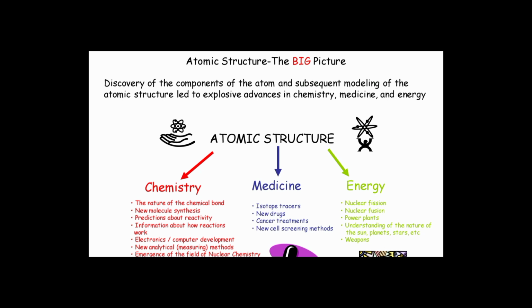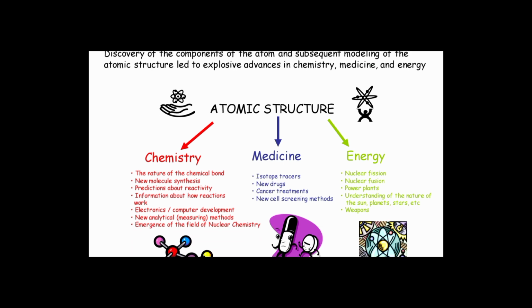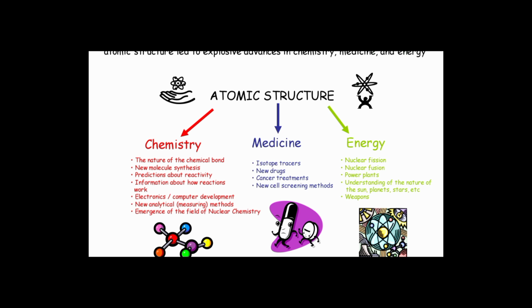From the big picture here, we see clearly that the discovery of the components of the atom and subsequent modeling of the atomic structure led to explosive advances in chemistry, medicine, and energy. Nature of chemical bond, new molecule sensitive prediction about reactivity, information about how reactions work, electronic computer development, and in medicine, isotope tracers, drugs, cancer treatments, nuclear fusion, power plants, atomic structure has a role in all of them.